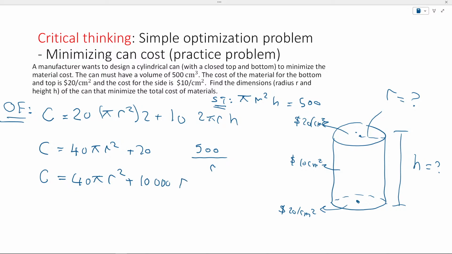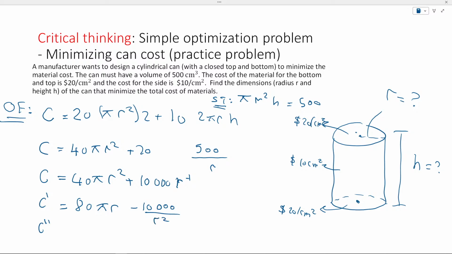r to the power of minus 1. So I have something that looks like this. Remember, the first thing you do, so this is your C of R, you do these guys. So you get here 80 by r. You got here, this is minus 1, so minus 10,000. This would be minus 2, so that would be r over 2.